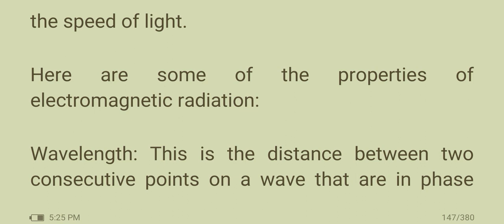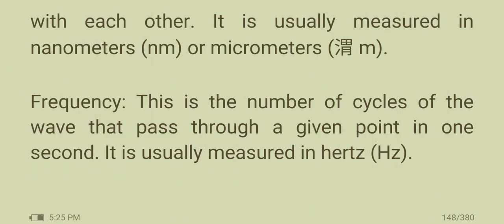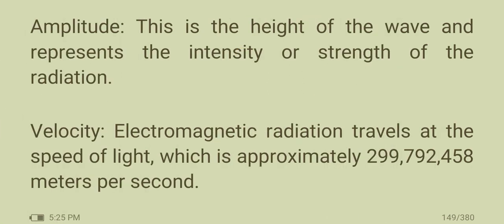Wavelength. This is the distance between two consecutive points in a wave that are in phase with each other. This is commonly measured in nanometers or micrometers. Frequency. This is the number of cycles of the wave that pass through a given point in 1 second. It is usually measured in hertz.